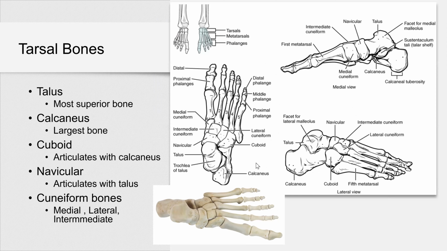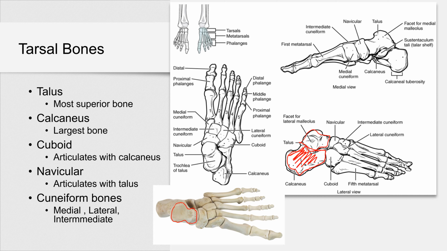Tarsal bones, we have 7 of them. So if you look over here, that will be our talus. Right, a talus. You can see talus on all of this picture. Maybe here's a lateral view. So here's a talus, and talus will articulate with tibia. It's the most superior bone. Calcaneus is the largest bone, and that's your heel. So here's your calcaneus right there.